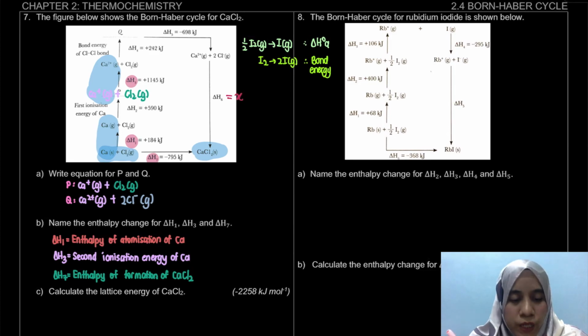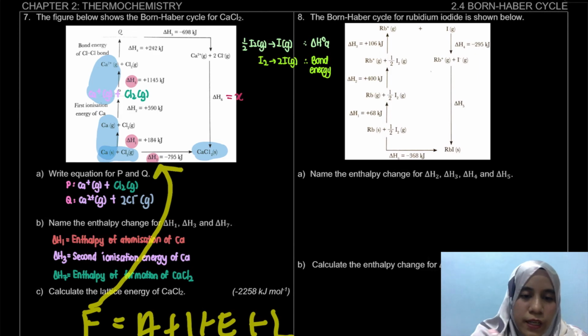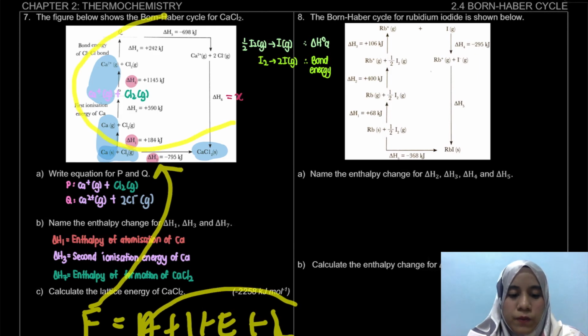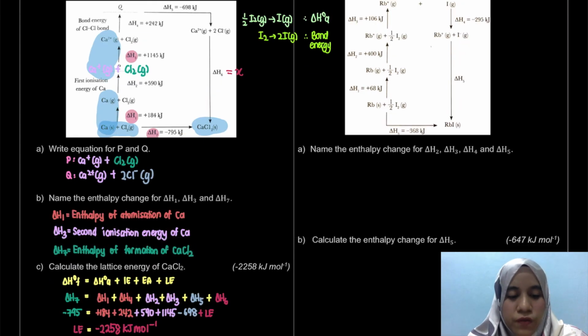Okay, so how do we get the value? How to find out the L? Okay, again, we're still going to use F equal to A plus I plus E plus L. Okay, in this case, our F is H7. So we have to add up all the H together to get the F. Hence, next we will get the value of H6 itself. You should get this value.